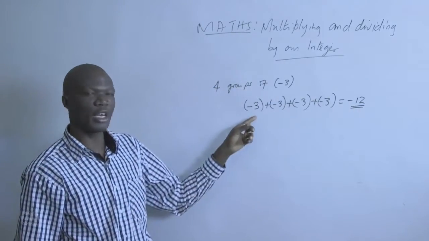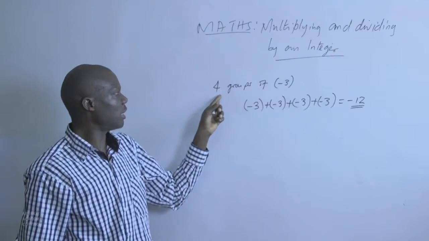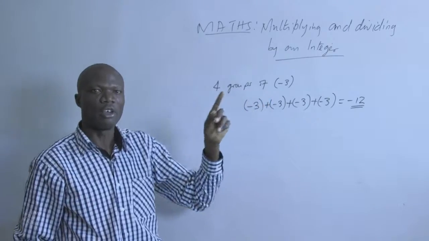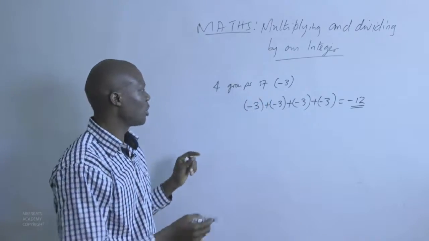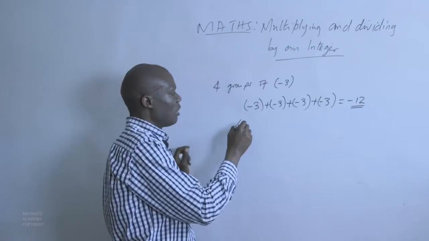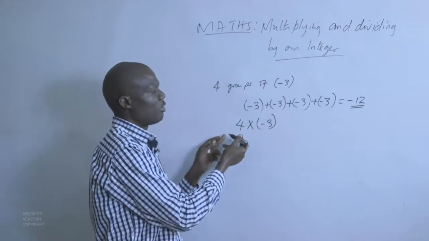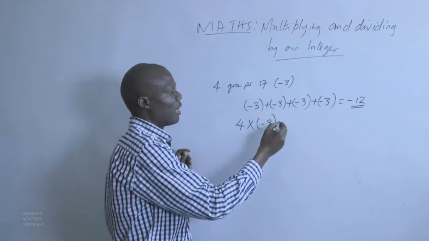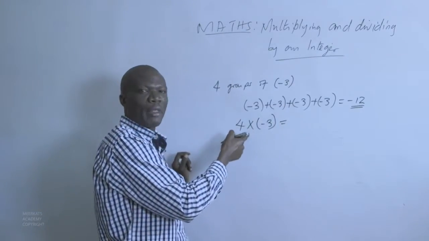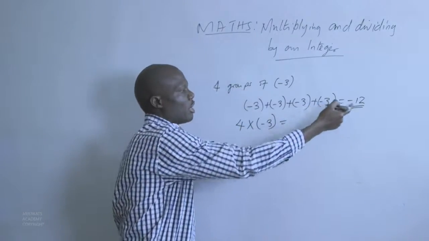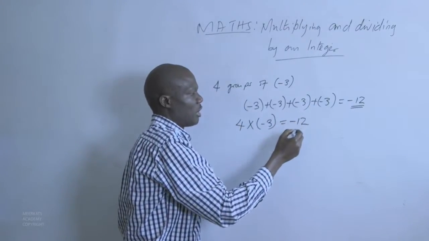I said 4 groups of negative 3, which implies that we can also rewrite this as 4 times negative 3. That is 4 groups of negative 3. And the answer here, when you take 4 times negative 3, you will get negative 12.